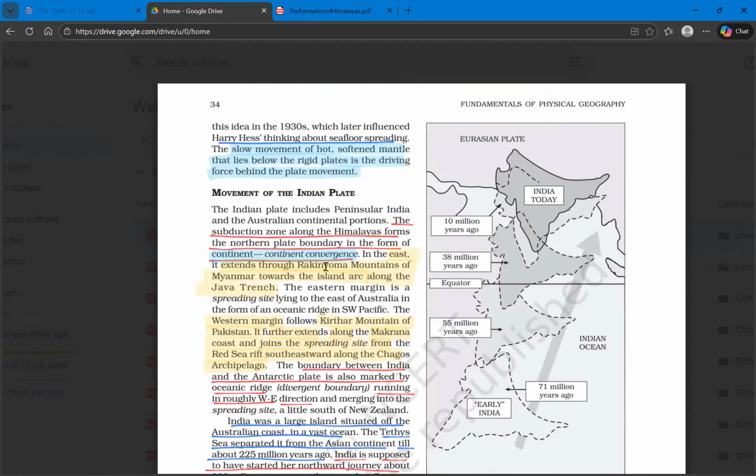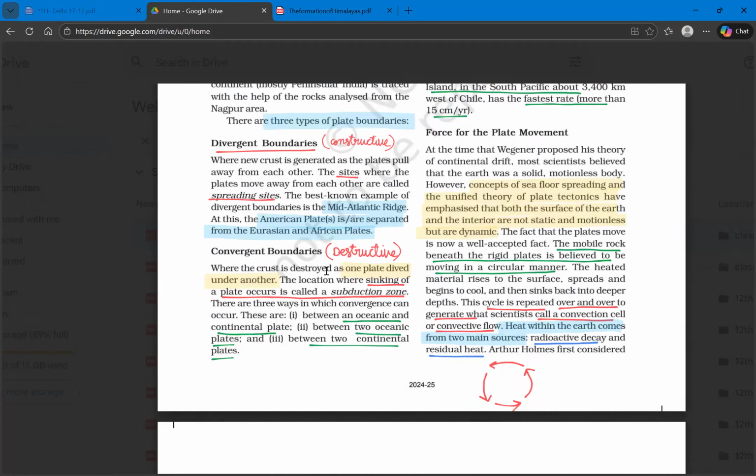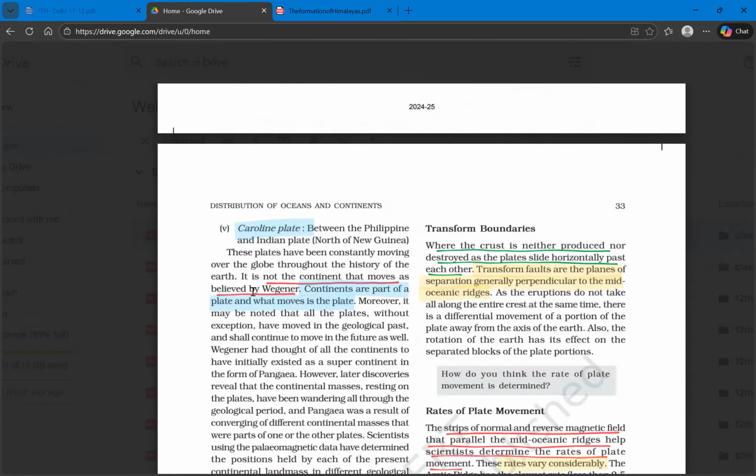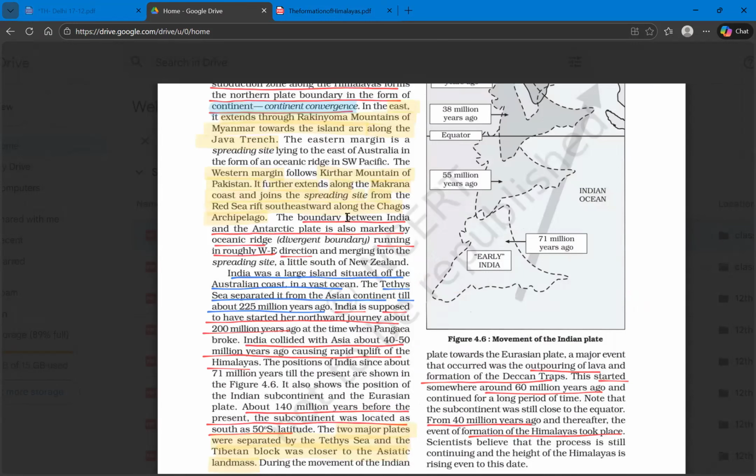In the east, it extends through Rakhine Mountains of Myanmar towards the island arc along the Java Trench. So if you see here, it has been extended from here. This is Myanmar, and these are the Arakan Yoma Mountains of Myanmar. If we come along here, we have the Java Trench in the Indian Ocean. It extends along the island arc, which is Indonesia and all, the Java Trench. This is in the east.